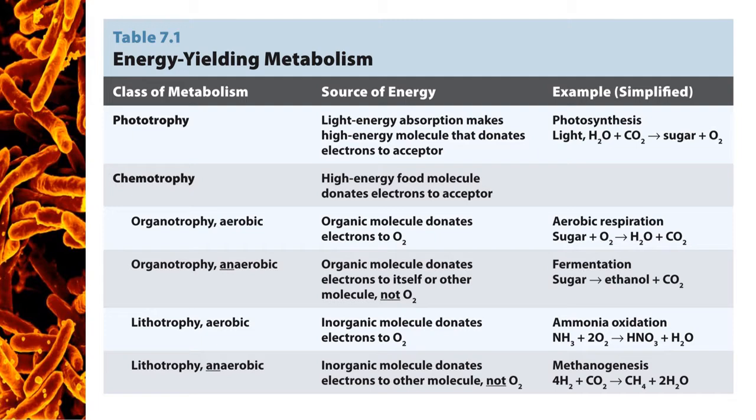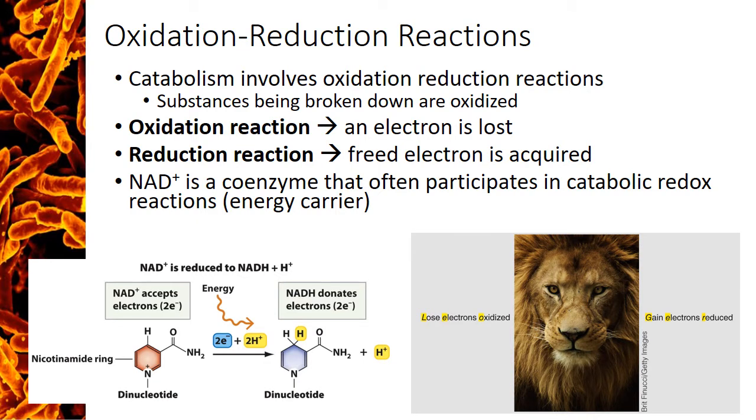Throughout this unit, we're going to discuss all of the various catabolic classifications of microbes that are listed in this table. However, we will spend most of our time discussing the two types of organotrophy, aerobic organotrophy and anaerobic organotrophy. These are representative of the majority of organisms that live within the human body, including both pathogens and the normal microbiota.